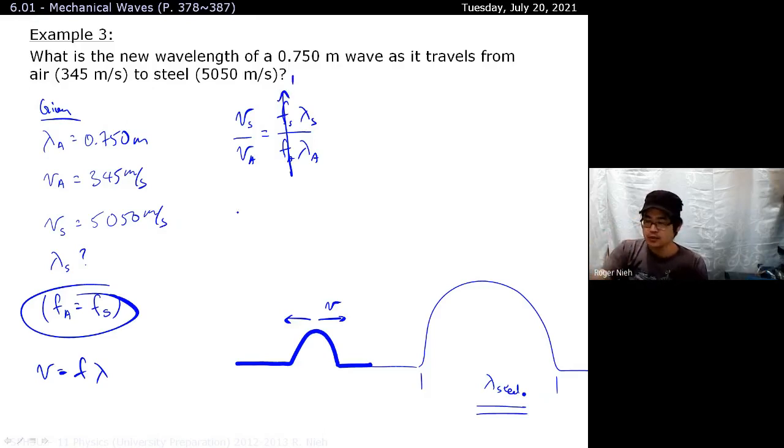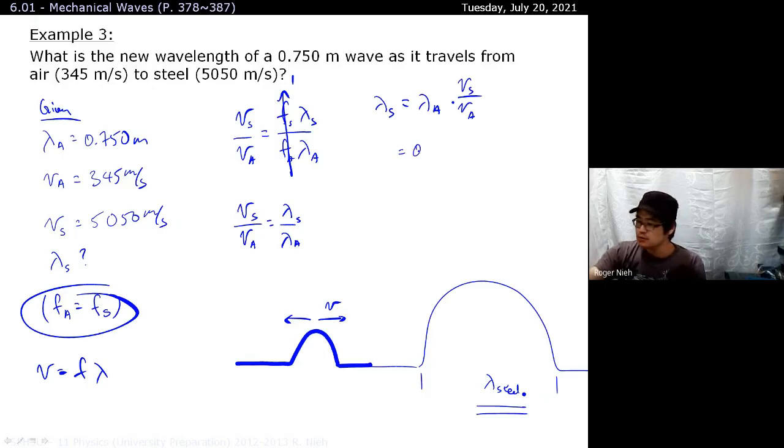What we're effectively doing is creating a brand new formula. The ratio of the speed of sound through steel and air is also equal to the ratio of the wavelength of steel versus the wavelength of air. Quickly rearranging for lambda S, since that's what we're solving for, that's equal to lambda A times Vs over Va. So lambda A is equal to 0.750 meters times this ratio.